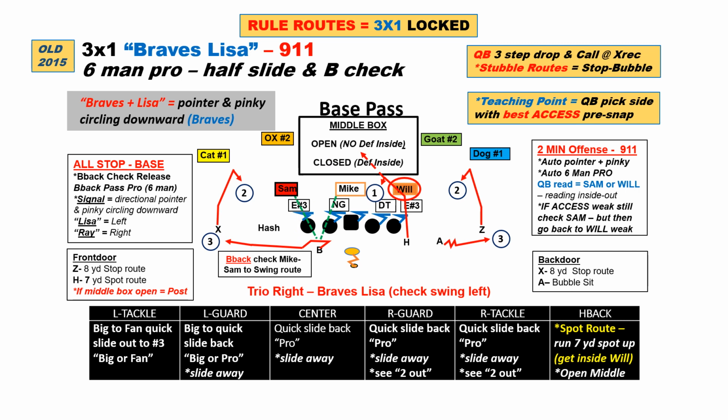We then take that same base pass and now do it out of 3x1. You can see we still have the receivers locked into a rule route. Quarterback will simply read the linebacker to the side of the H, but again, same progression inside out. Same routes for all the receivers.